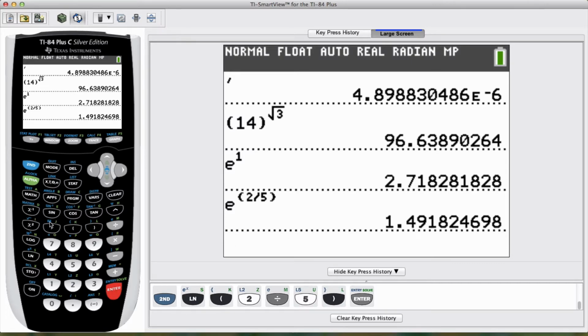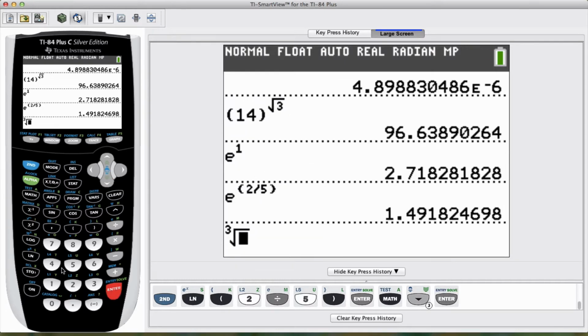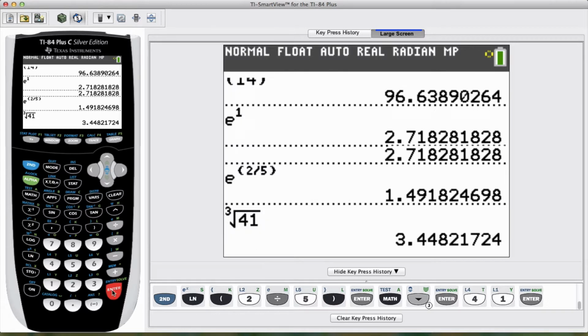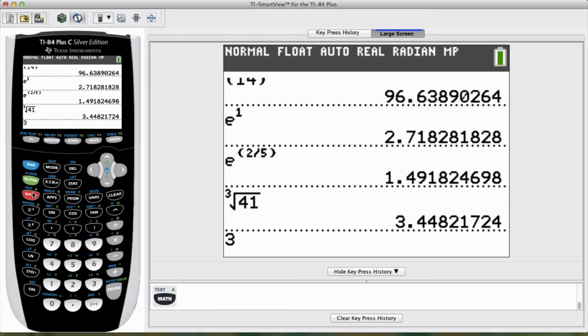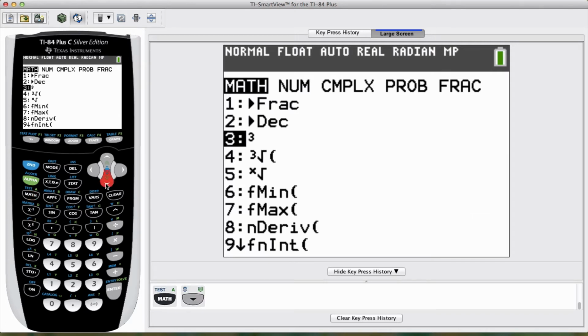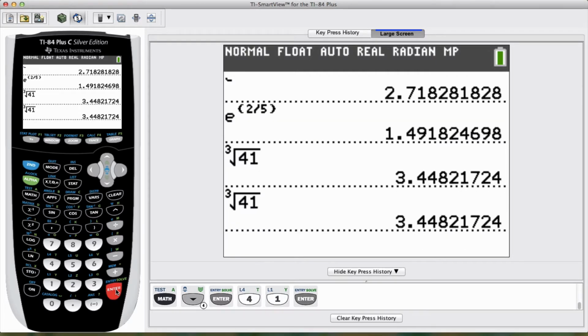Number 6 says cube root. I want to show us 2 different ways we could do this. If you press math, option number 4 here is a cube root, so I'm going to choose cube root of 41. The answer is 3.448. The other way you can do this is if you typed in 3 and then went to that math option again, notice that the 5th option down has an x where the index number should be. It makes whatever number you typed first into your index number, and we get the same answer regardless of which method we use.